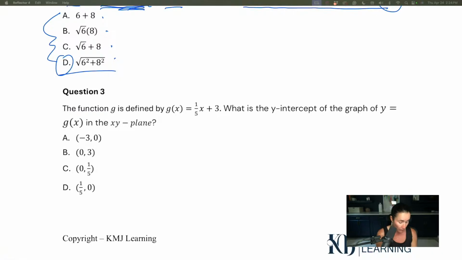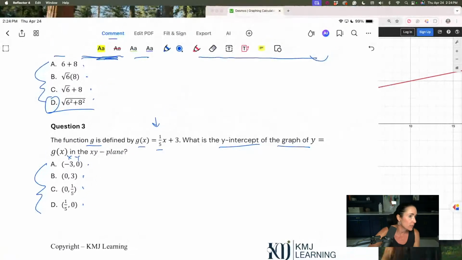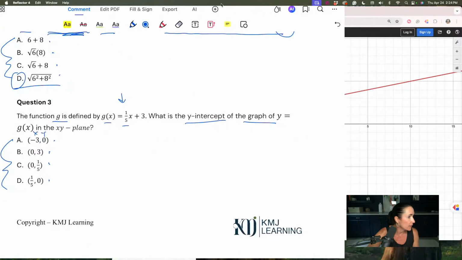All right. Now, you know right away, I see the function of G is defined by G of X equals 1/5 X plus 3. This looks like slope intercept form. And then I have the Y intercept of a graph right away. As soon as I see that, and I can see my answer choices are coordinates, X and Y, right? This is X, this is Y. Anytime I'm seeing this on this exam, I'm going straight to Desmos. Let me just move this over here just slightly so I can pull up my Desmos calculator and pull this up here like that. Okay.